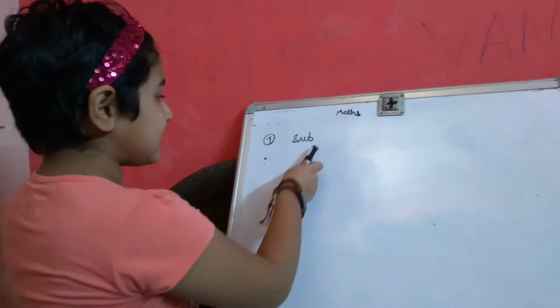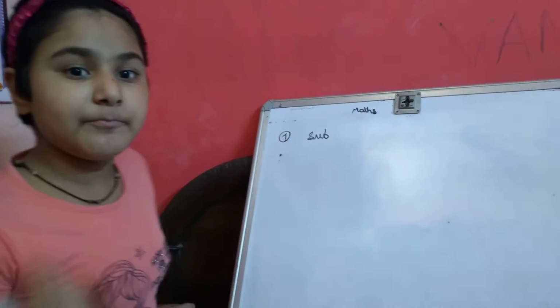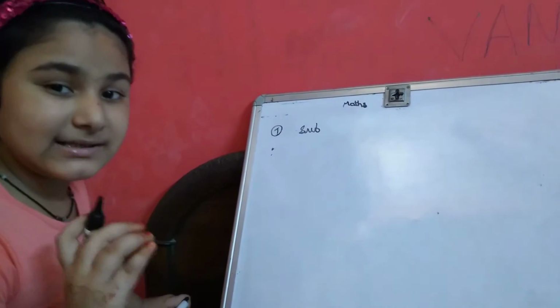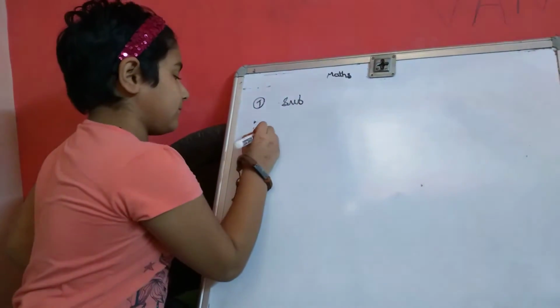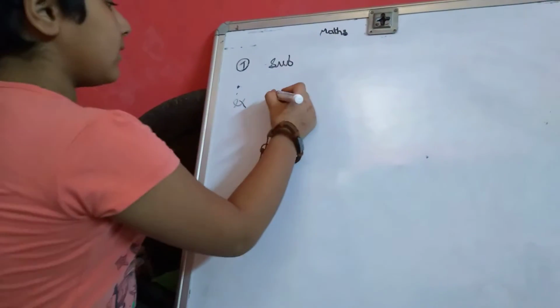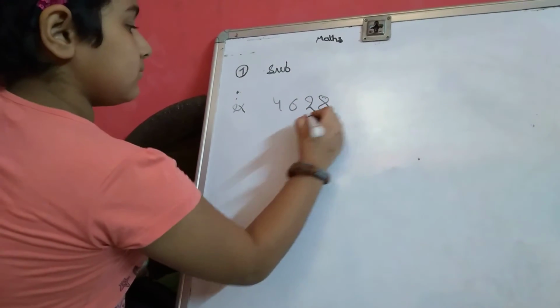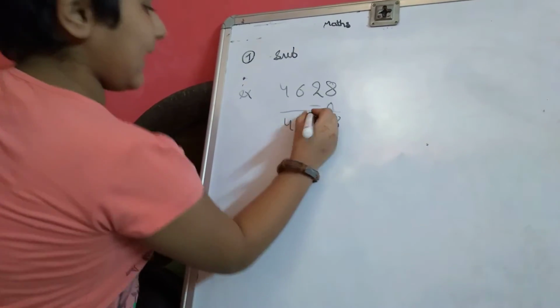Second operation is subtraction. We subtract 0 from any number, the answer remains same. I give you an example. 4628 minus 0, so the answer remains same.